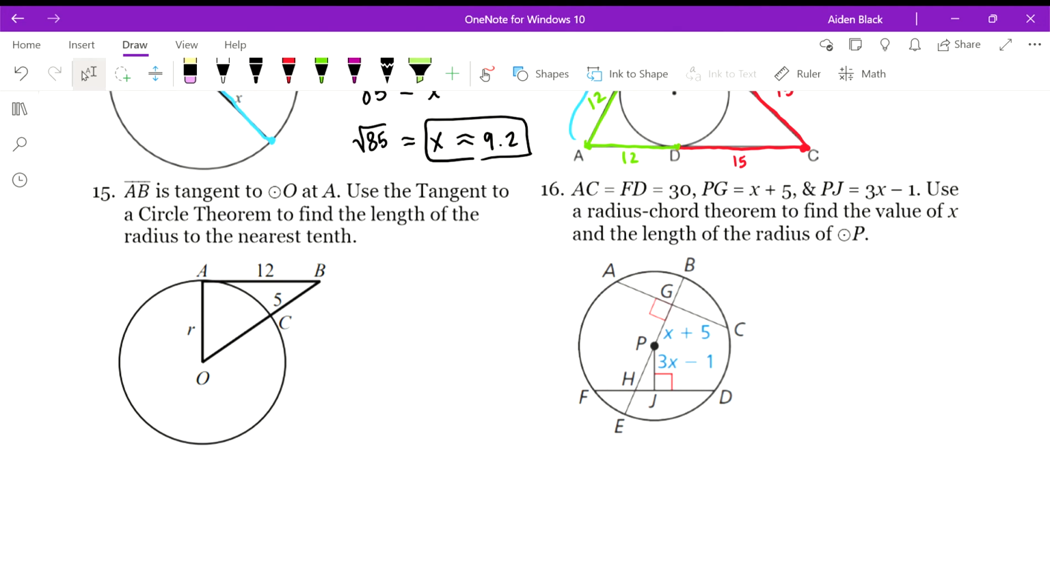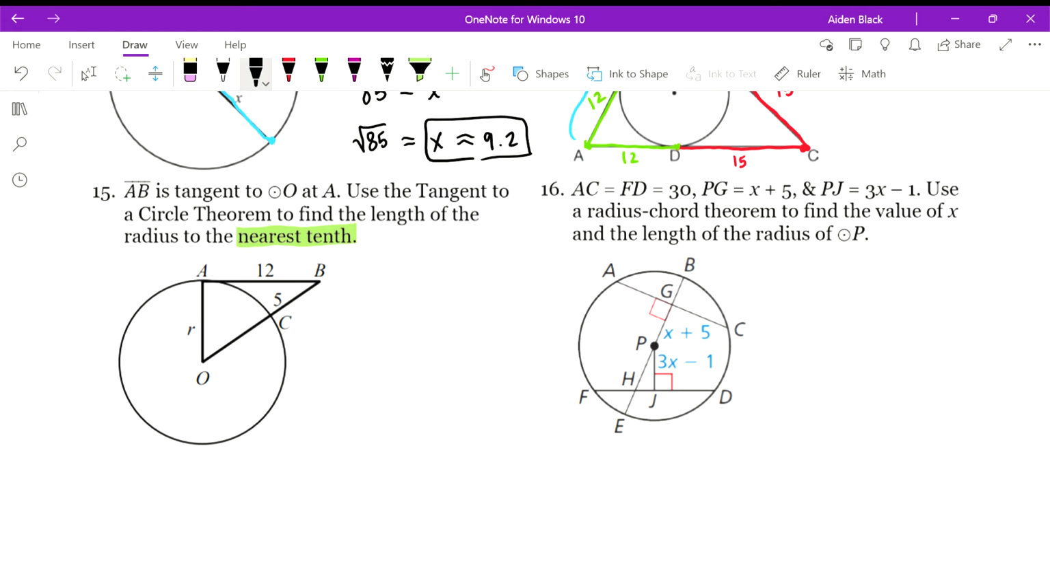Alright, AB is tangent to circle O at point A. Use the tangent to a circle theorem to find the length of the radius to the nearest tenth. Okay, so now I'm reading clearly, round to the nearest tenth. Make sure you do that during a quiz.